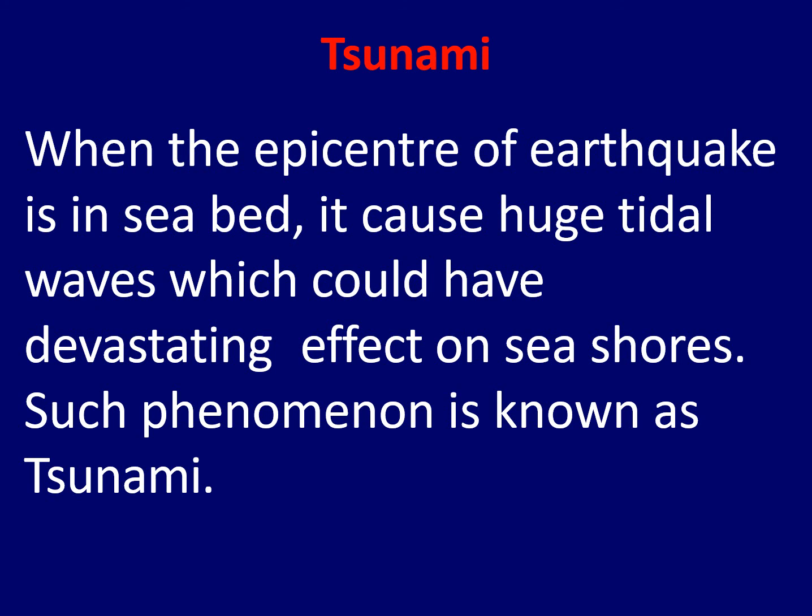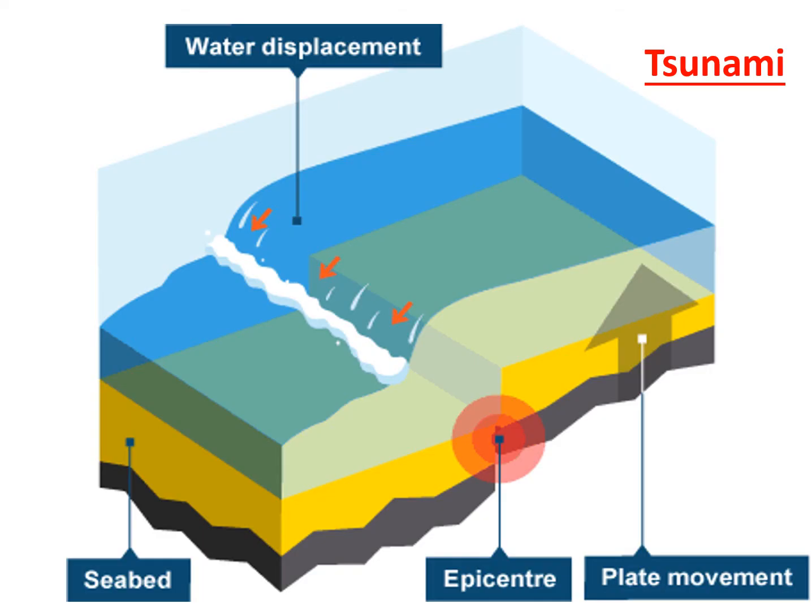The next feature which we will study is tsunami. When the epicenter of the earthquake is on the surface of the seabed, it causes huge tidal waves which have a devastating effect on the seashore. We have seen it happened a few years back in India also. Such a phenomenon is called a tsunami. This is the picture of how the water gets displaced when there is a lithospheric plate movement, and then there is the epicenter and the waves start to form and it destroys the shore.